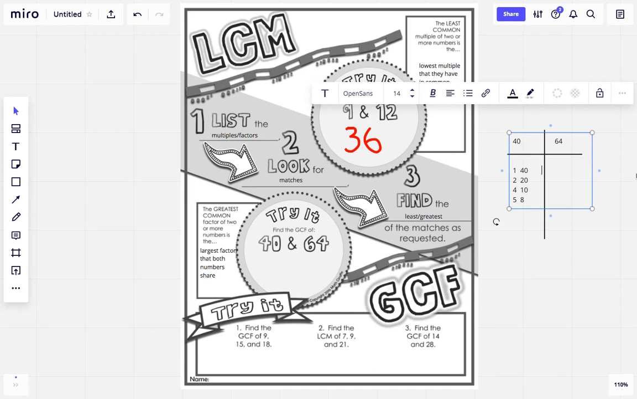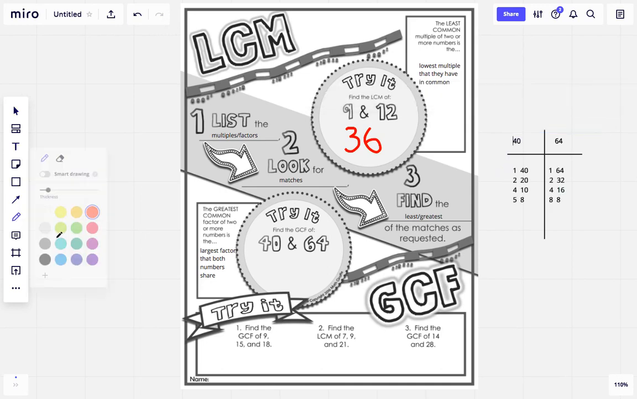Then if we move over to 64, we have 1 and 64, 2 and 32, not divisible by 3. So our next factor is going to be 4 and 16, not divisible by 5. And our last factors are 8 and 8.